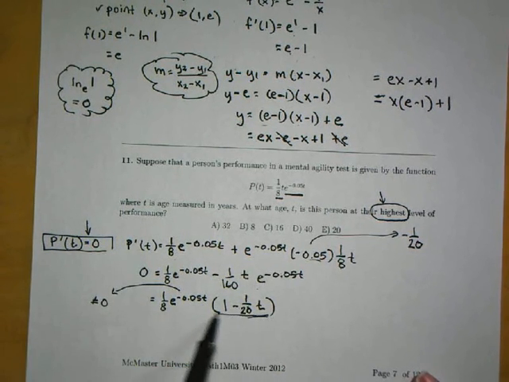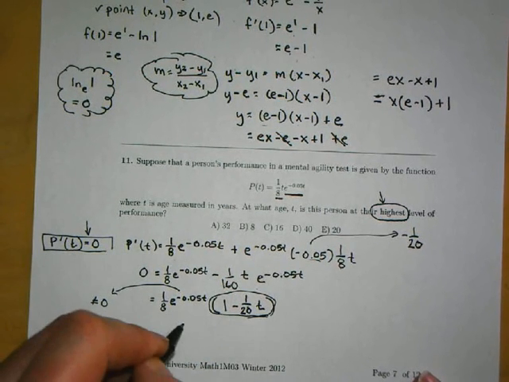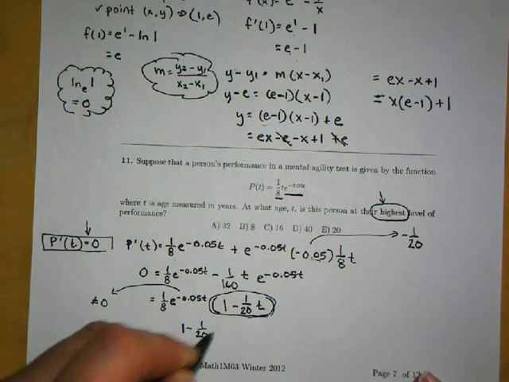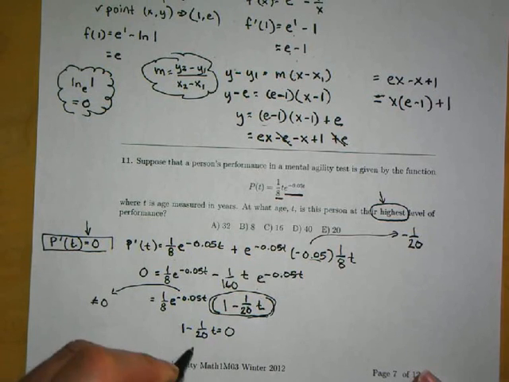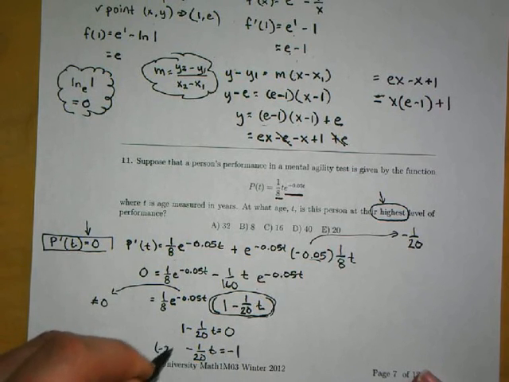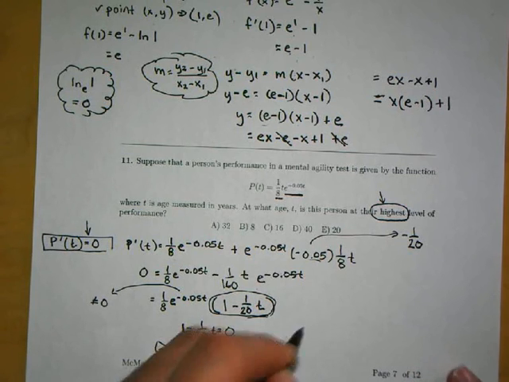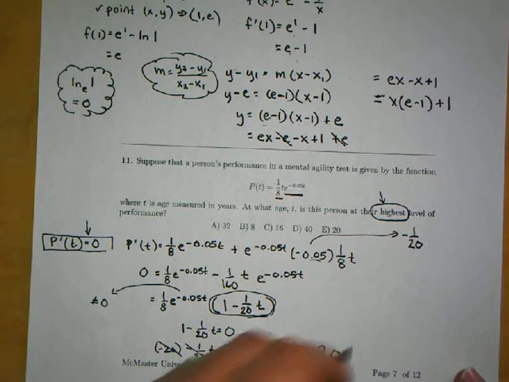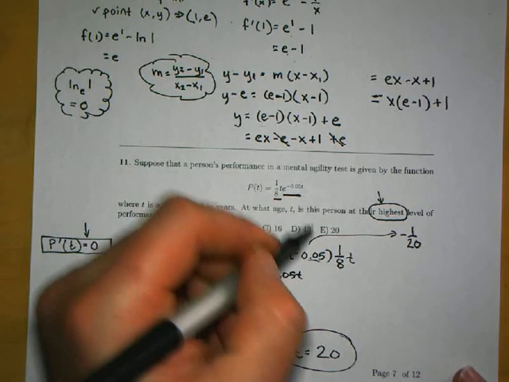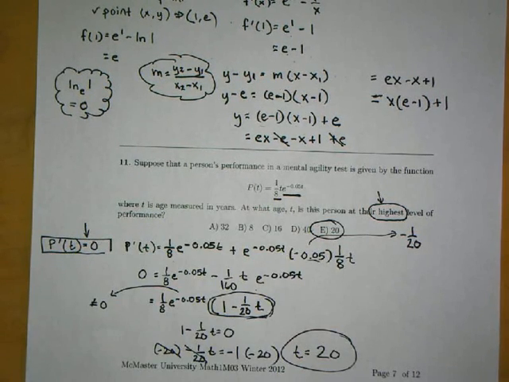is if somehow this part of the derivative equals 0. So let's take that and set it equal to 0 and solve it. So I'll bring the 1 over. Multiply both sides by negative 20 to get rid of that. And I'm left with, well, that divides everything away here. I'm left with t equals 20. There it is. So what's the answer? Right here. So it takes 20 years for a person to reach their highest level of performance.